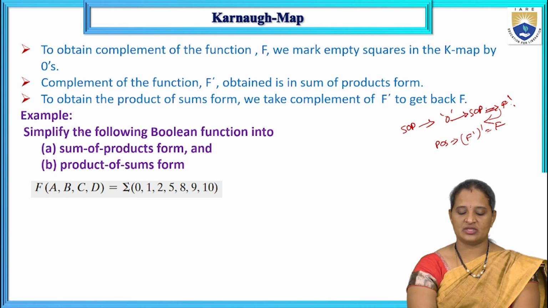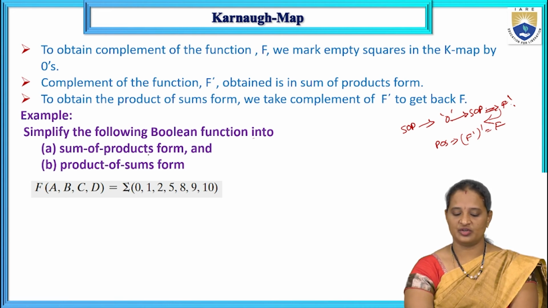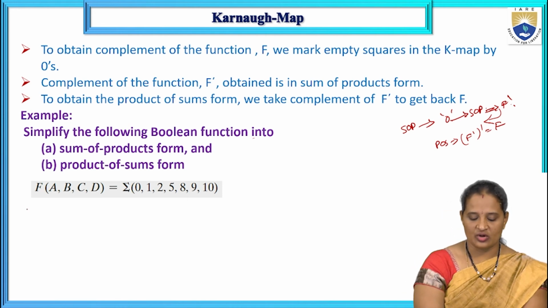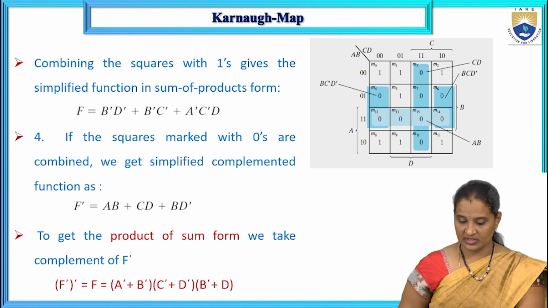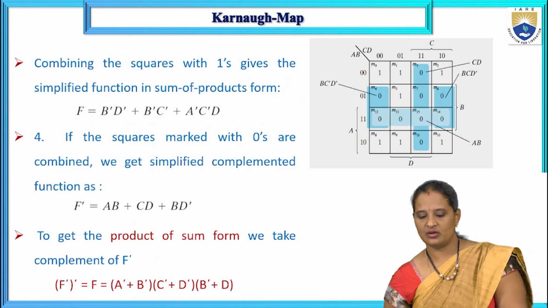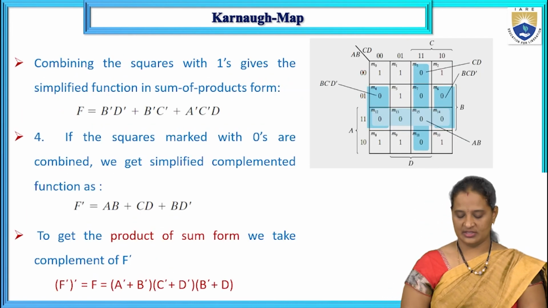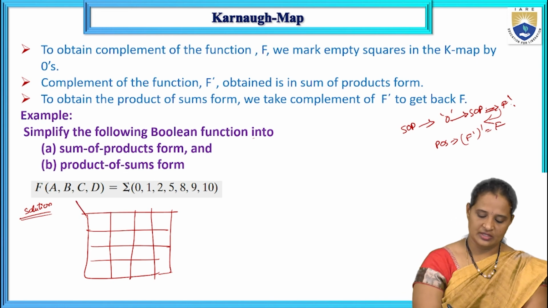So that is the procedure. Now the problem is given. Simplify the following Boolean function into sum of products form and product of sums form. Now coming to the solution here. First of all, I'm going to map this. First I want to get the simplified Boolean expression in sum of products form.